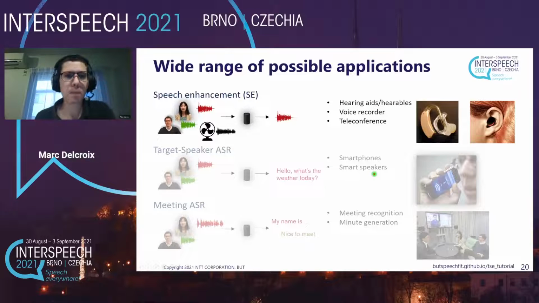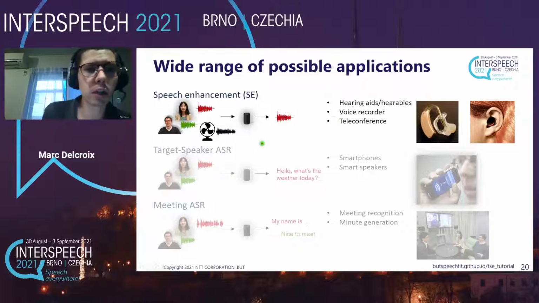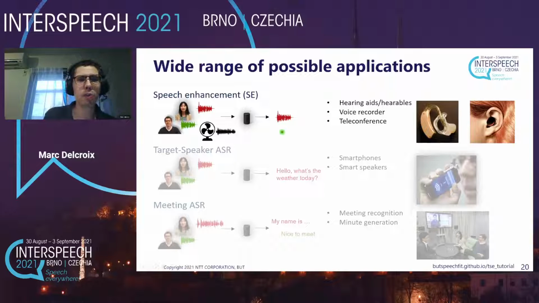Okay. So now I would like to speak about what kind of applications can be built if you have target speech extraction technology. First, of course, there are many applications for speech enhancement. So we could think that target speech extraction would be beneficial for hearing aids, hearables, voice recorders, and teleconferencing, where by registering the voice of the speaker we are interested in, we would emphasize this speaker's voice and maybe neglect the voice of the interference or the noise.